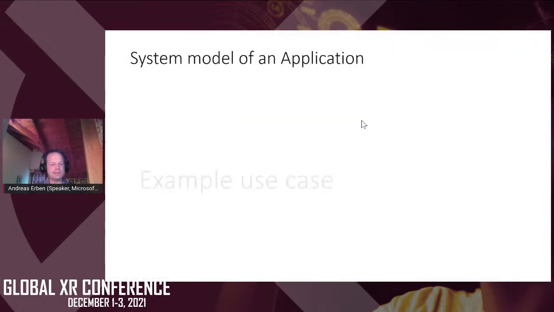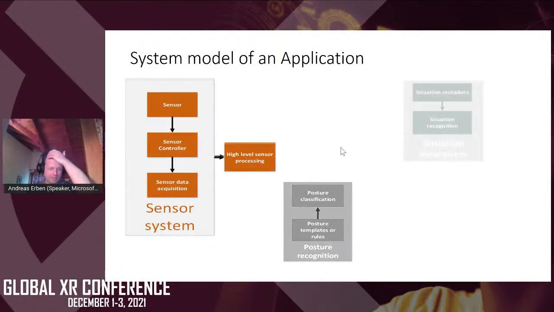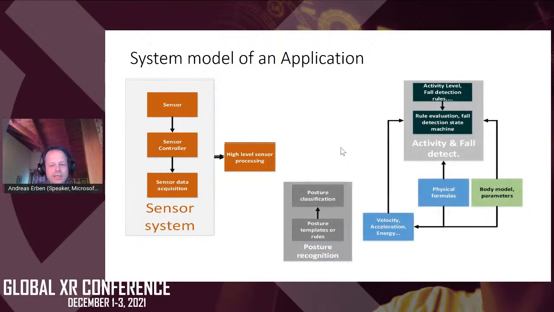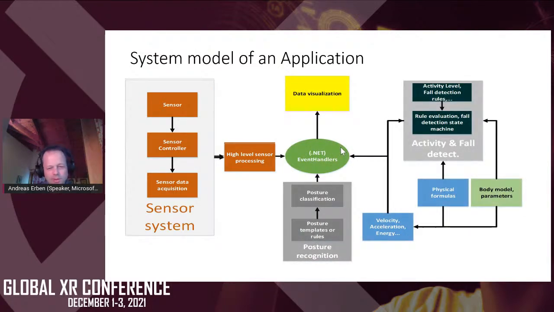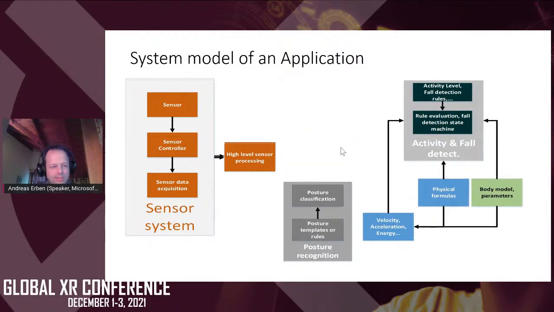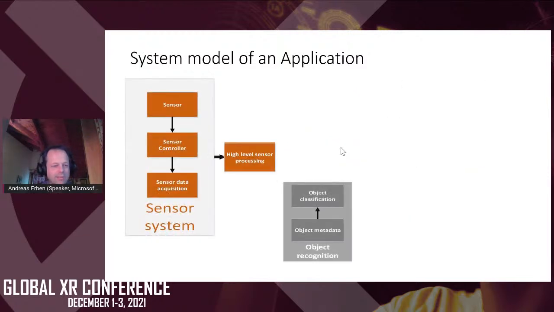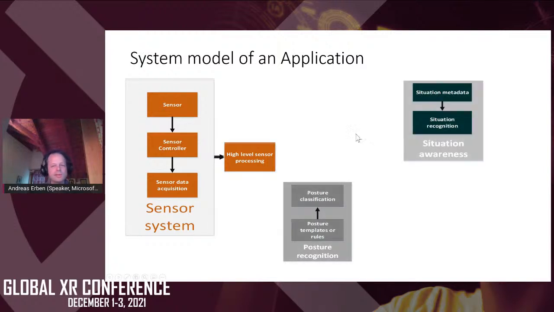So, example use cases. We talked about some of them earlier, but here's something that we implemented ourselves. When you build an application and want to understand the human body, you have a lot of components that you need to put together. If I walk through it from the beginning, you have some sensor system and some type of high-level sensor processing and object classification, object recognition as one general topic. That would map to, for example, posture classification by some templates or rules. You want to understand specific situations. You would implement situation recognition with some metadata.